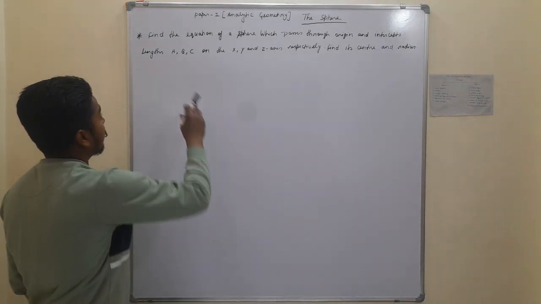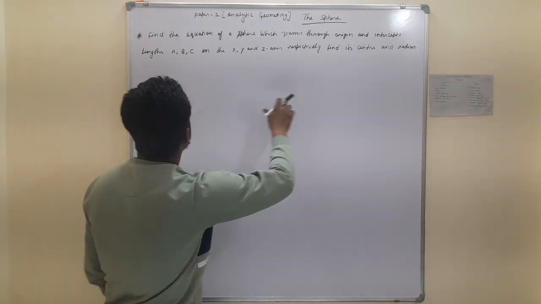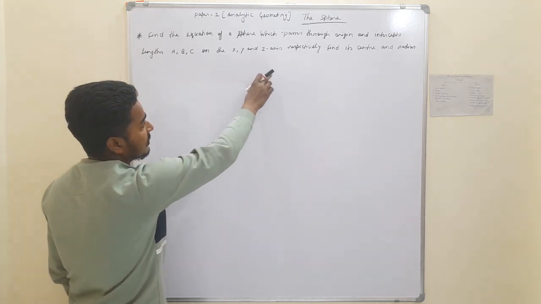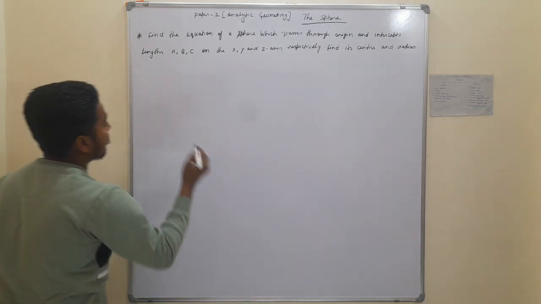The question is: find the equation of the sphere which passes through the origin and intercepts lengths a, b and c on the x-axis, y-axis and z-axis respectively. Find its center and radius. Let's solve the problem.